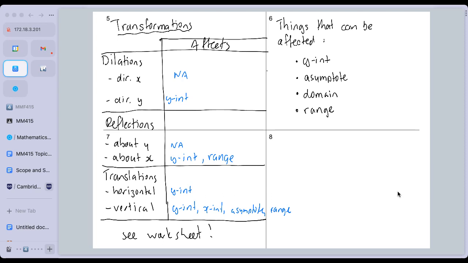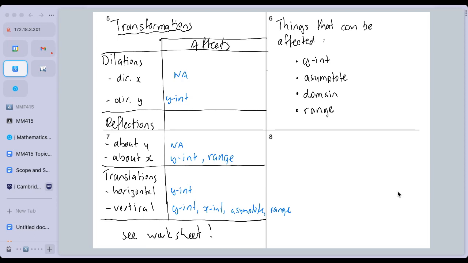Note that the domain never got affected, did it? So the domain continues to be all real numbers, and there's nothing we can do to transform that function to change it to something else. You can deliberately restrict it. So if I was doing some sort of function that was in real life, and therefore x equals a negative number doesn't work, that would be a restriction of the domain that we impose upon it. But in terms of the fundamental, there's nothing to do there.